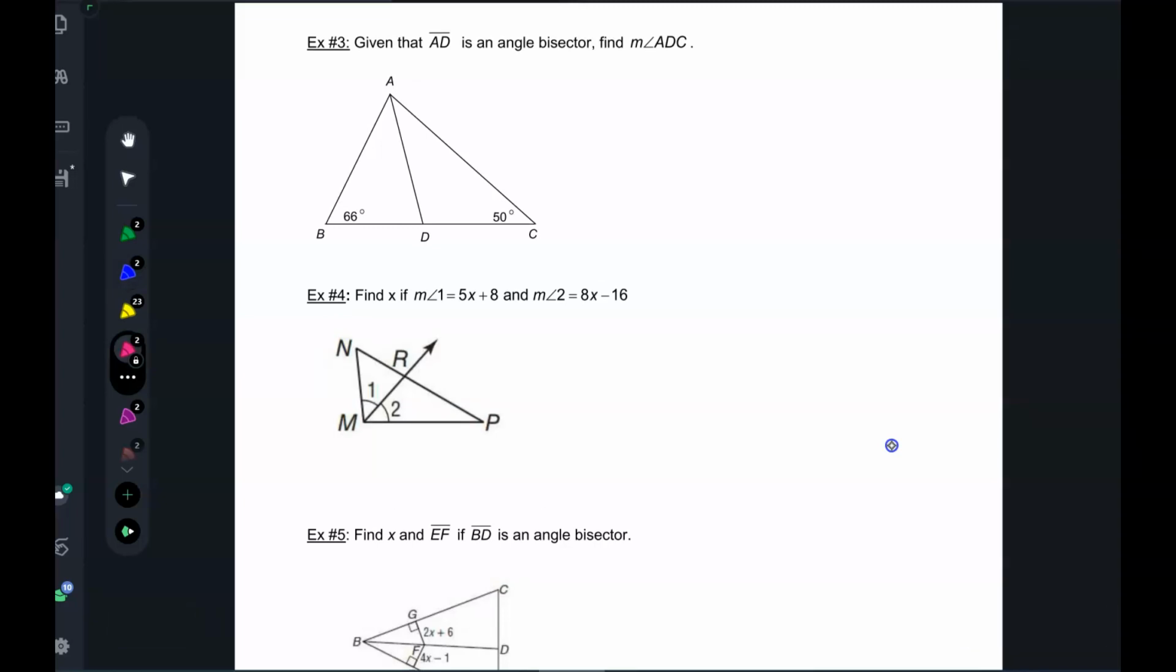All right, AD is what kind of bisector? An angle bisector. If AD is an angle bisector, what two angles are going to be the same? The top two. So I'm going to just put marks here and here, okay? And what am I looking for? I'm trying to find the measure of angle ADC.